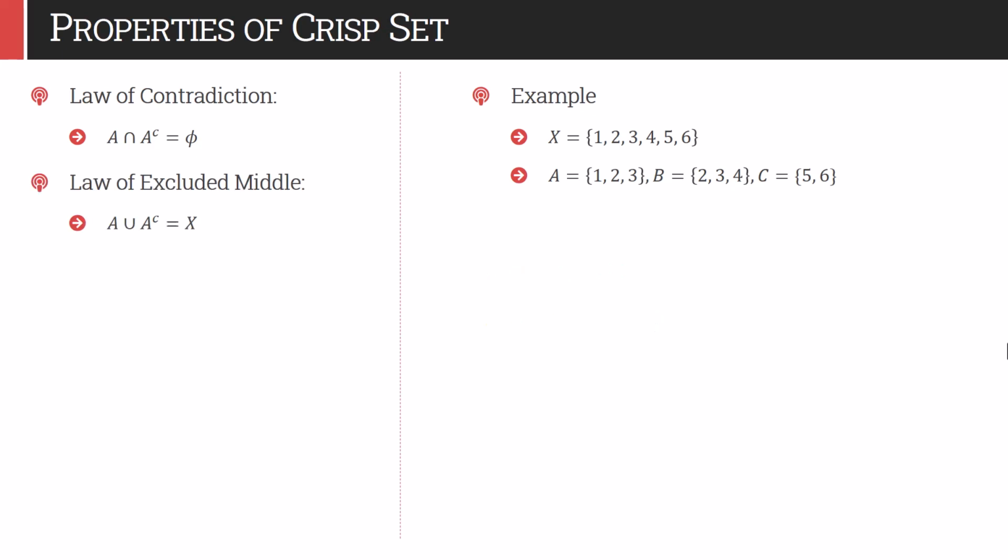And law of excluded middle says A union A complement is X. So that's also very trivial. A complement is all the elements which are not in A, so when we take the union, it will form the universe of discourse, which is capital X. Here A complement is 4, 5, 6 and when we take the union with A, that would result into 1, 2, 3, 4, 5, 6, which is nothing but our universal set capital X.